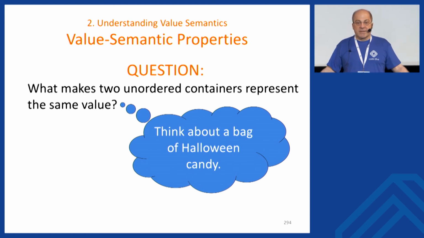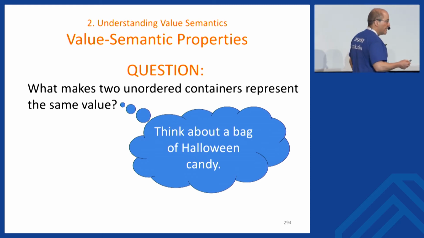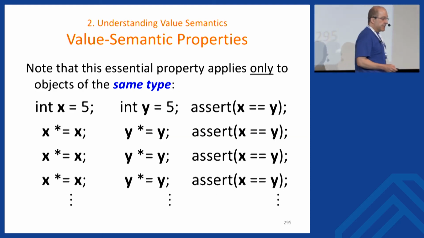What do they do? They dump the candy out, and they put the candy in one-to-one correspondence in a line. And if it's possible, then they represent the same value. Otherwise, they don't. That's as simple as that. That's what's important. That's what's salient.